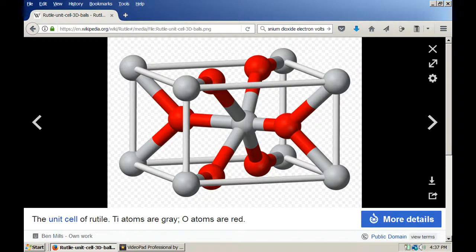Now we come to the titanium dioxide molecule, and this is the rutile form here, which is the form that we're using. And this structure is so strong and stable that if you convert one of the other forms of titanium dioxide into this form here, it's irreversible. You can't take it back.